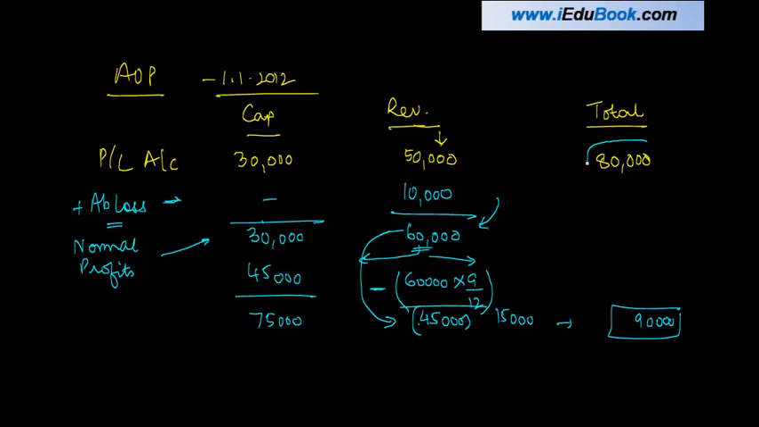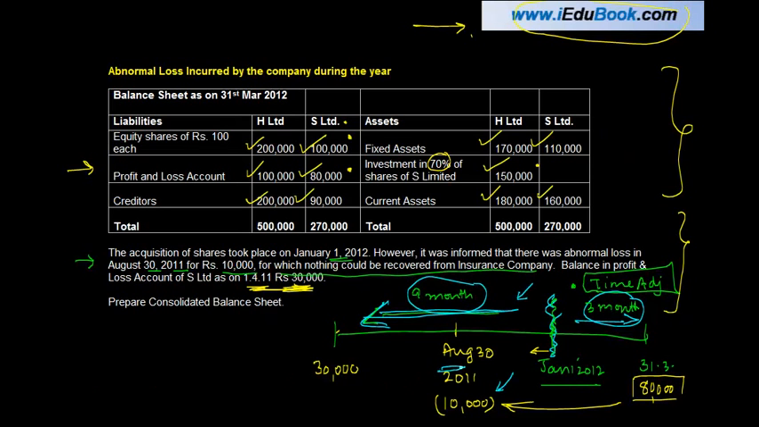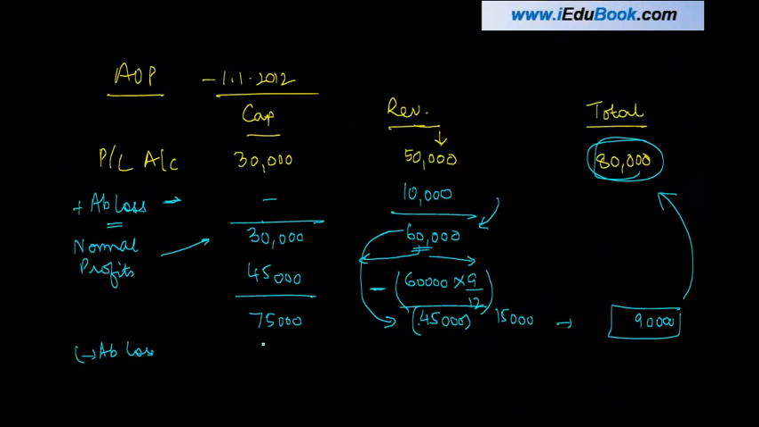My actual profits are not 90,000. My total profits are 80,000. And how do I reach there? By reducing this abnormal loss from the relevant period. Minus abnormal loss. And which is the period? I incurred this loss on August 30, which is prior to the date of acquisition. So I will reduce the abnormal loss from here. 10,000, 65,000, 15,000.